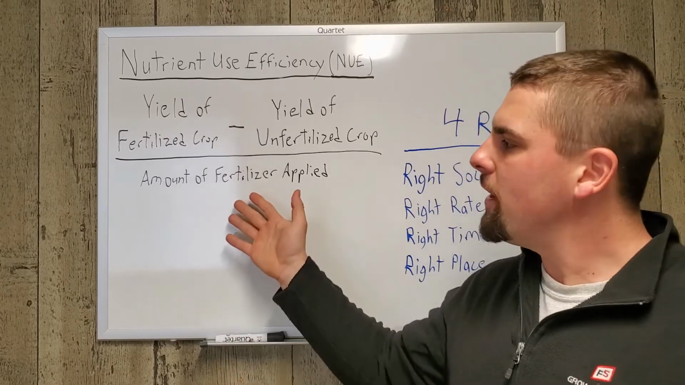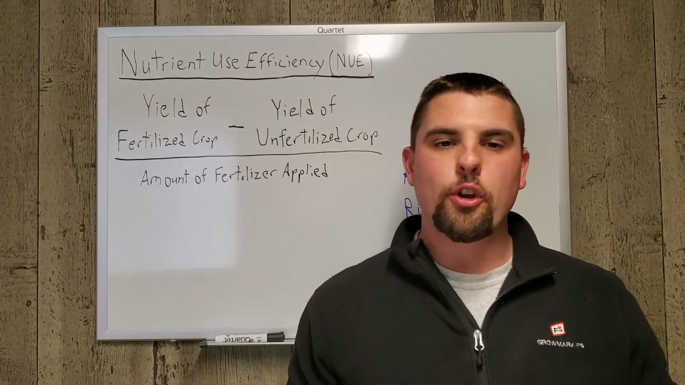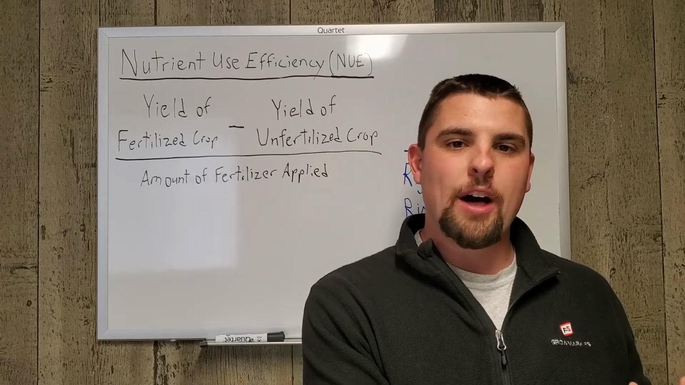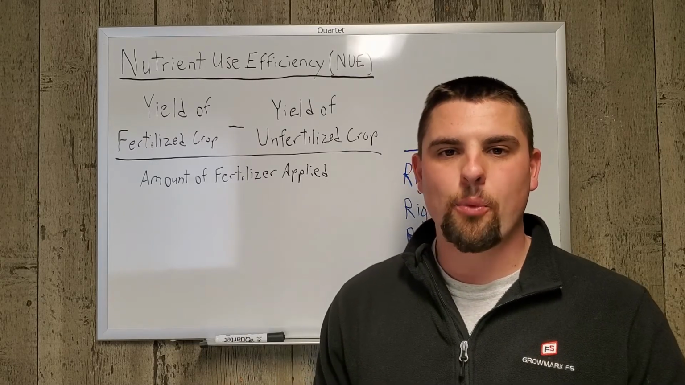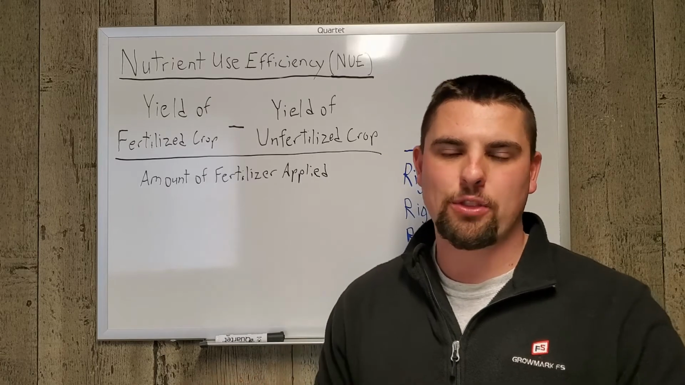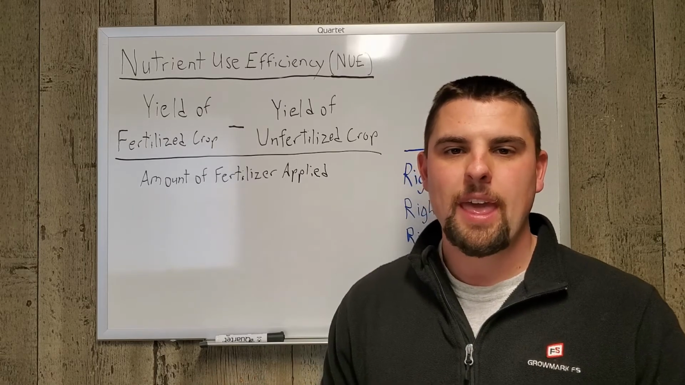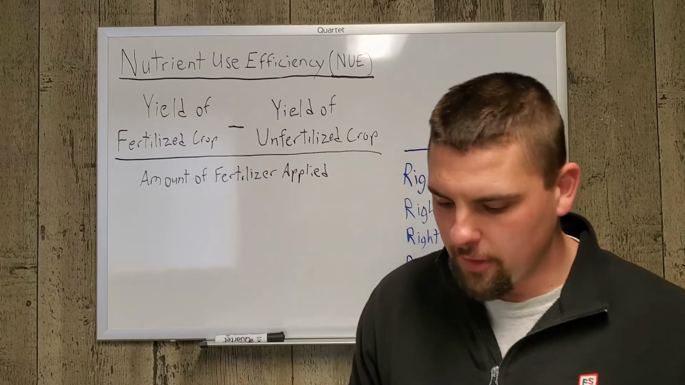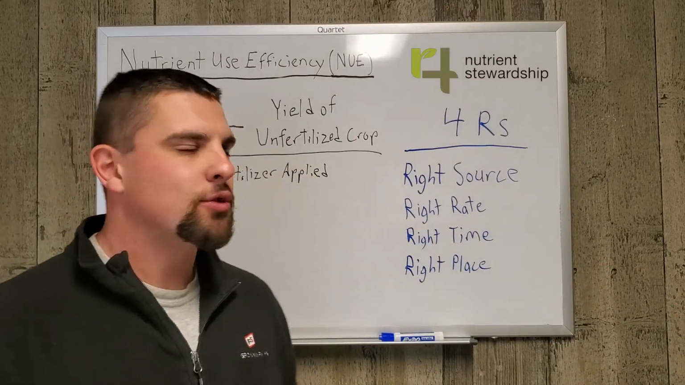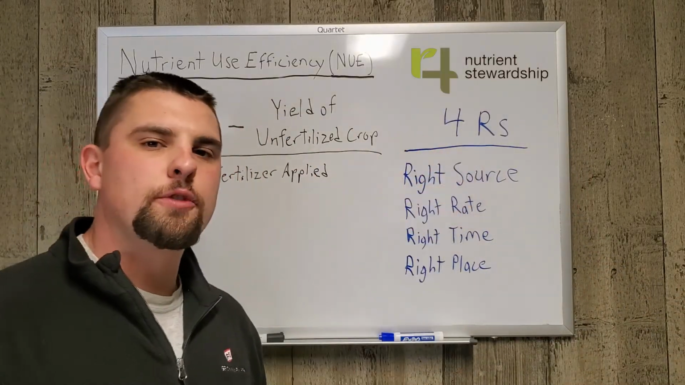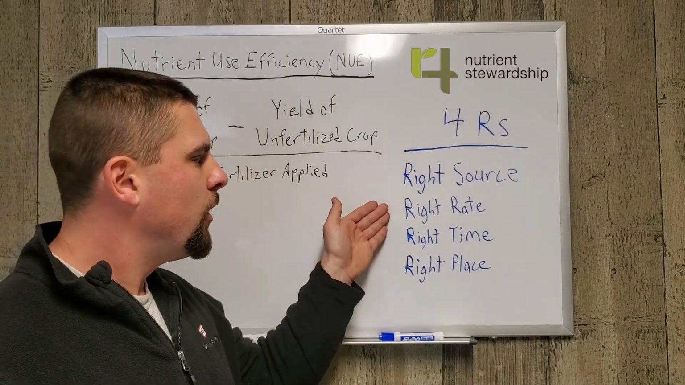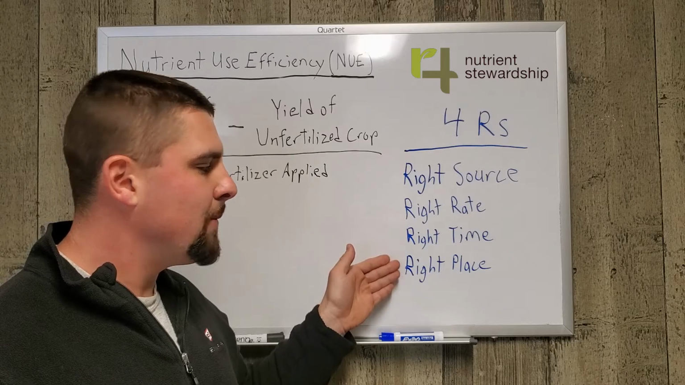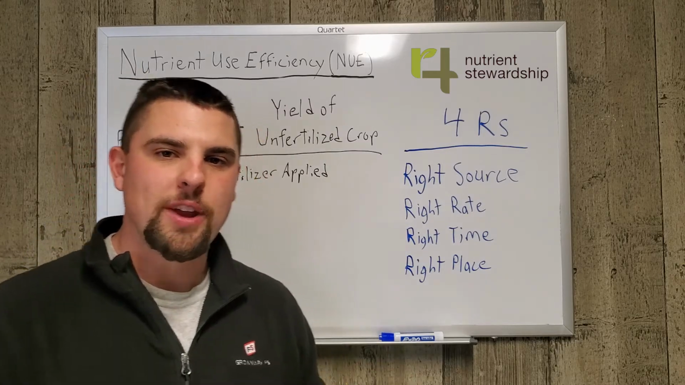In order to increase our efficiency, there are certain practices we can do with the fertilizer itself to make it more efficient, and then there are some additional practices or products we can use to help make the fertilizer we apply more efficient. In making the fertilizer as efficient as possible, one of the best ways to describe how we do that is the 4 R's of nutrient stewardship. The 4 R's are the right source, right rate, right time, and right place of our nutrients.